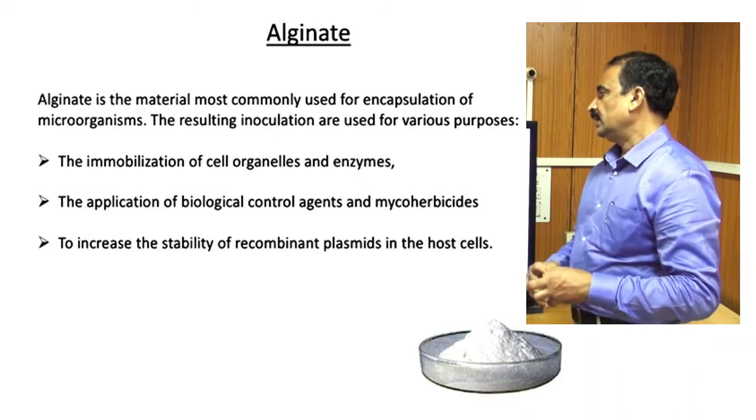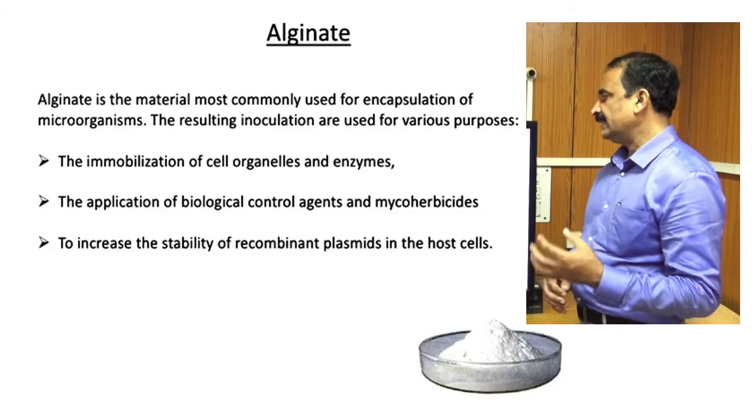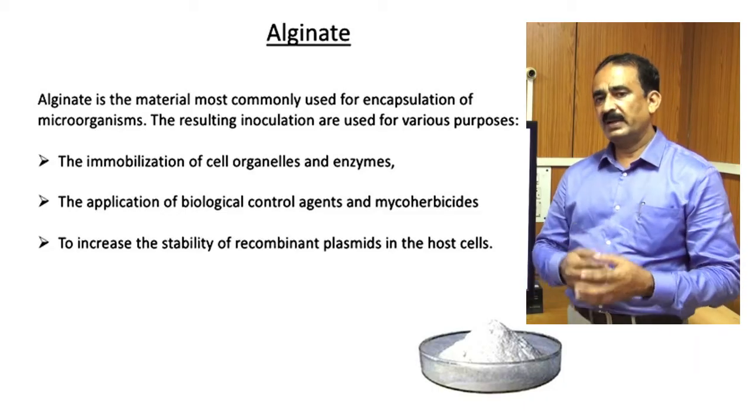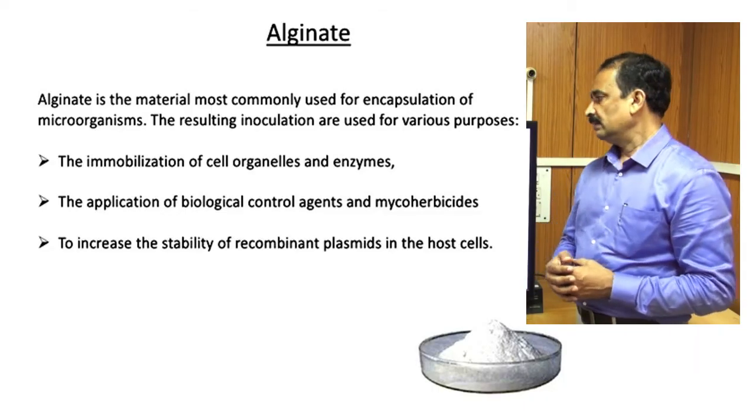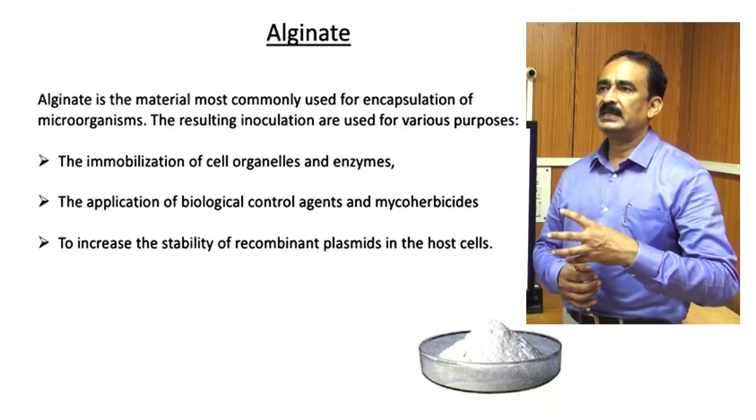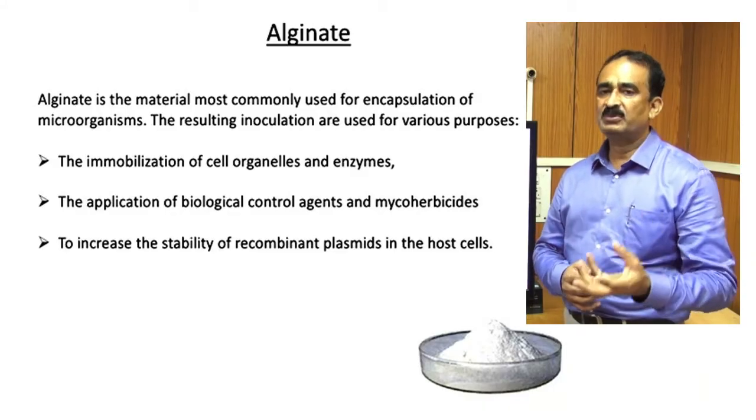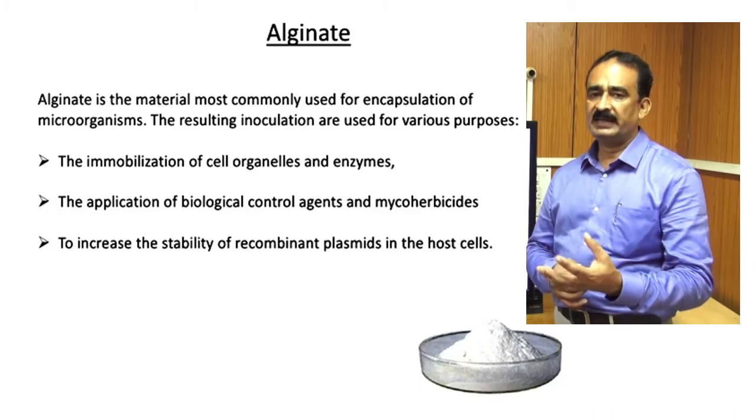So with the help of alginate you can make a form of bacterial cell in the form of capsule for agricultural use.